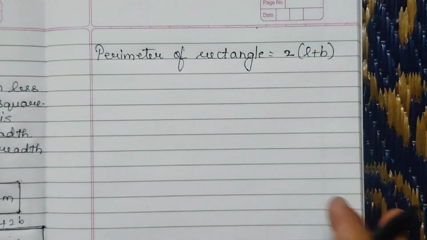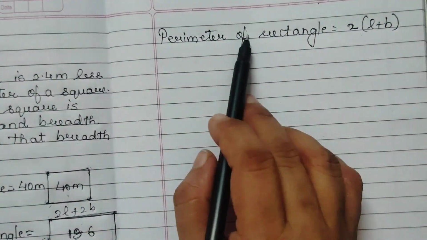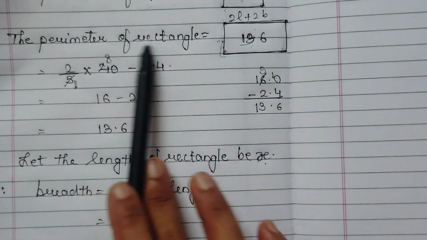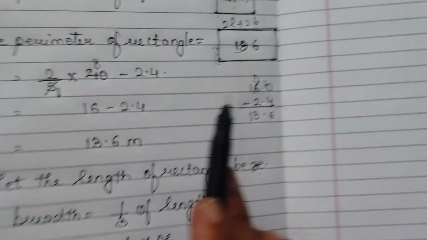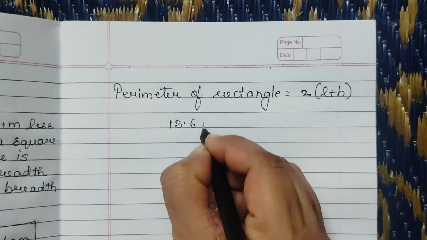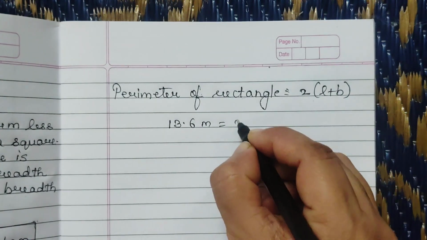Okay, so this is the formula: 2 times length plus breadth. Here we have the perimeter of the rectangle. The perimeter of the rectangle we found out was 13.6 meter. So we'll write 13.6 meter below that, then put an equal to sign, then the formula 2.